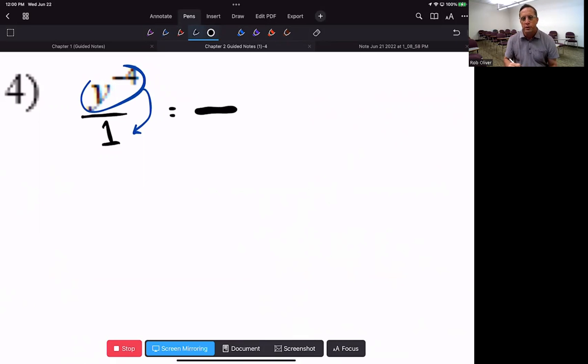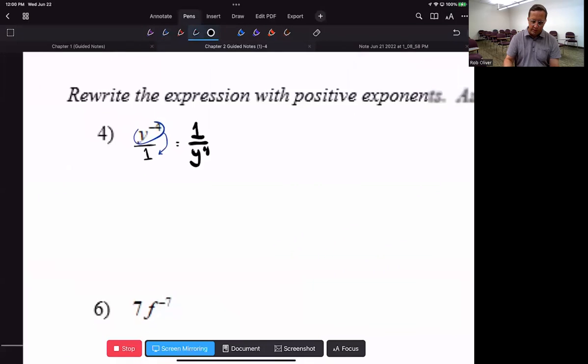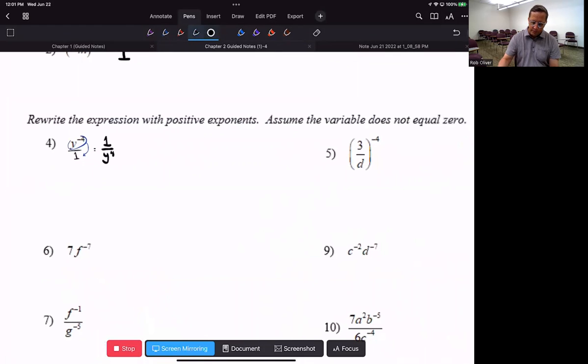If it was in the denominator, we would bring it up to the numerator. If it's in the numerator, we're going to bring it down to the denominator. So it just works that way. We're not always bringing something from top to bottom. It depends on where it is to begin with. If it's in the bottom, we move it to the top. If it's in the top, move it to the bottom. That's all there is to it. I know I'm kind of making it sound too simple, but that really is. It really is sometimes that easy. So you have 1 over y to the 4th right there. That's all you can do on that one.